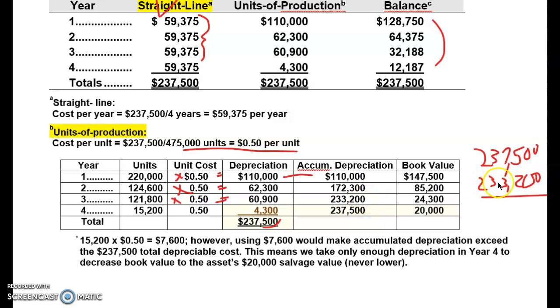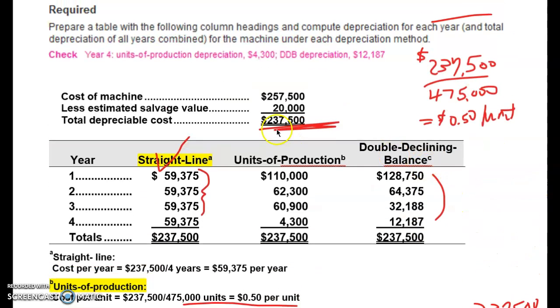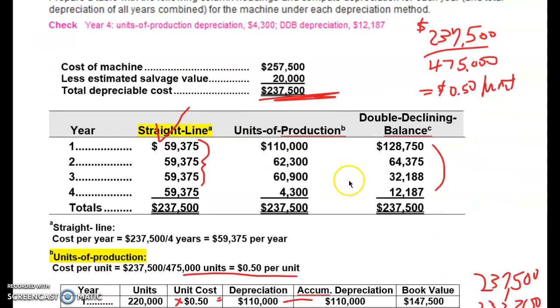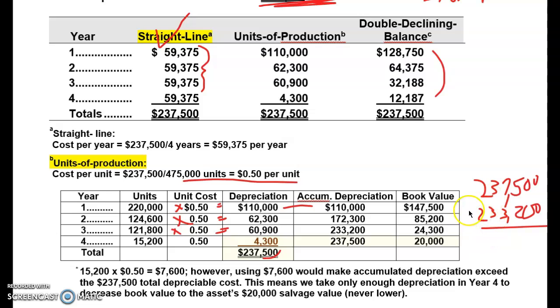So 233.2 is right there, and it can't exceed 237.5. We've already said that, and it said it right here. The difference between the two numbers, take 237.5 and subtract 233.2. This number right here, accumulated depreciation at the end of year 3, is 4,300. You probably didn't see that coming, did you? Just kidding.